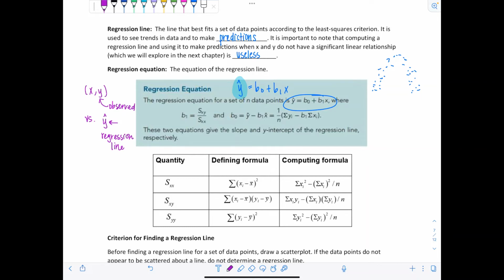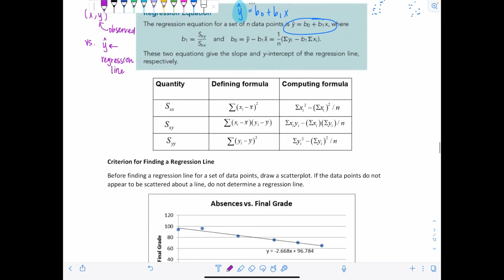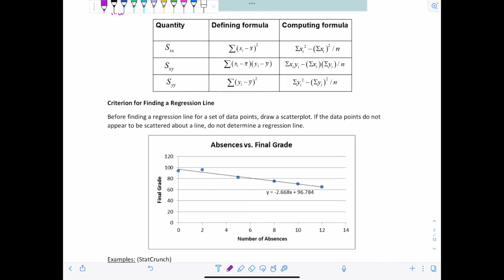And then here's the formula. I included it here in the notes, but you're not going to have to learn it or know how to do it by hand or anything. We're going to use technology. So just keep in mind, though, the criterion for finding a regression line.